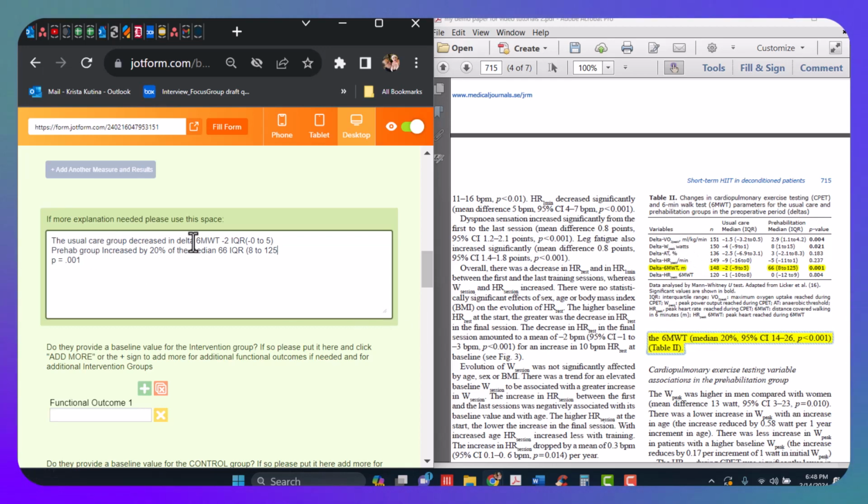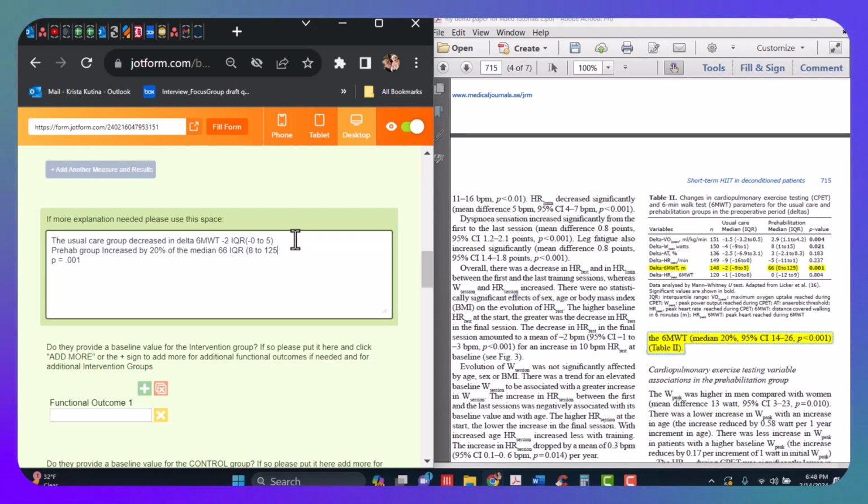I just wrote right here that the usual care group decreased in their delta, this of a change, the difference in their 6-minute walk test, -2 and gave the interquartile range. And then I said the prehab group increased by this result right here, 20% and with a 95% confidence interval, 14 to 26. So yeah, that's that right there.